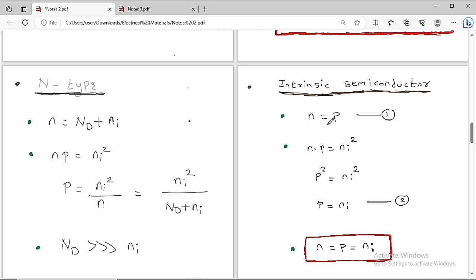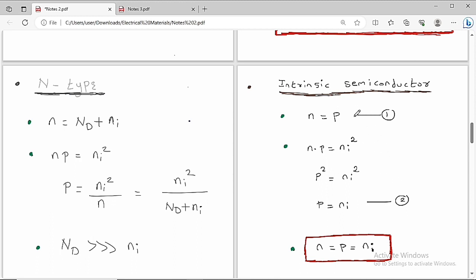Let me take this as the first equation. And I already told you the basic equation: N into P is equal to Ni square. This equation is valid for both intrinsic as well as extrinsic semiconductors. I am using it for the intrinsic case. But N is equal to P, so substitute: P into P is P square. So P square is equal to Ni square, the square cancels, and finally P is equal to Ni. This is the second equation.